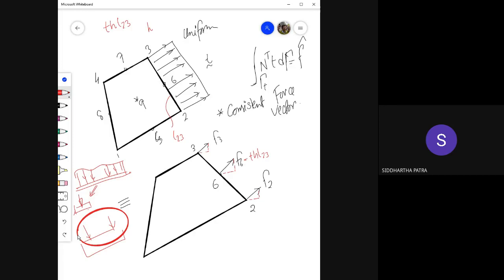Okay, and if the distributed load q is uniform, it would basically be two equal forces acting at the two ends in the same direction, by the way.